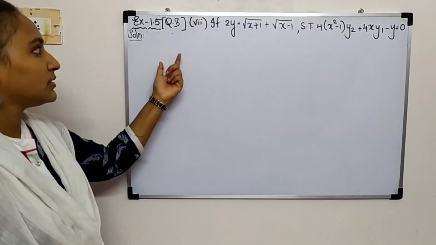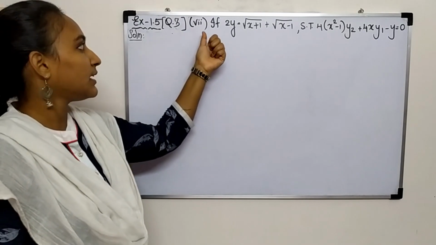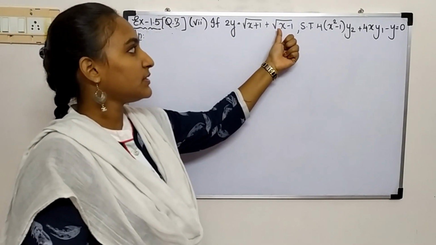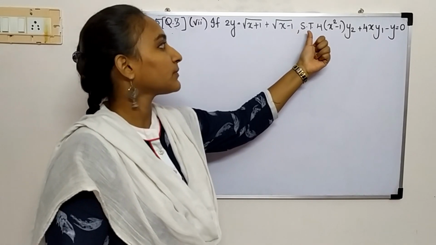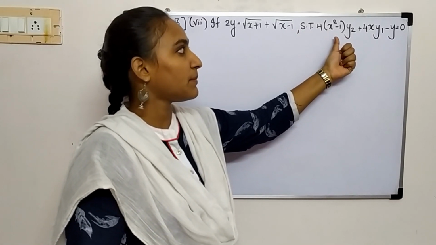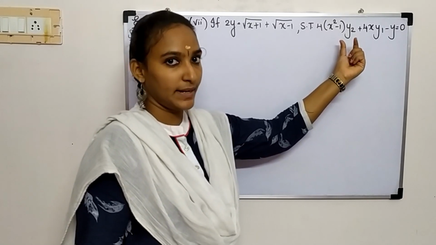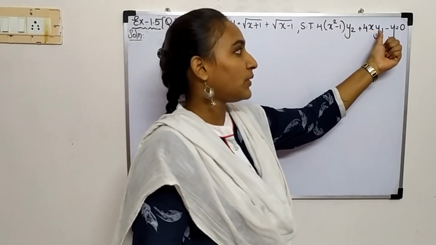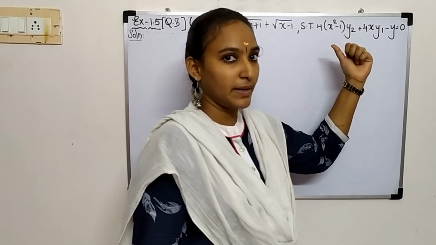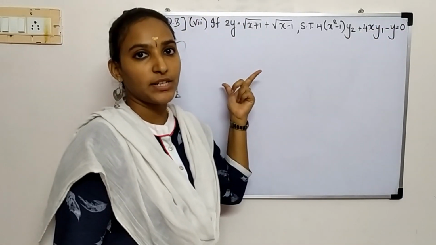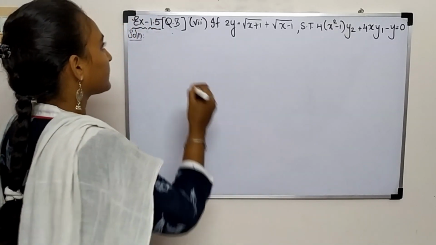Let us start now. So question number 7 is: if 2y equals root of x plus 1 plus root of x minus 1, show that (4x square minus 1) y2 plus 4x y1 minus y equal to 0, where y2 is d square y by dx square and y1 is dy by dx. Let us differentiate with respect to x first.